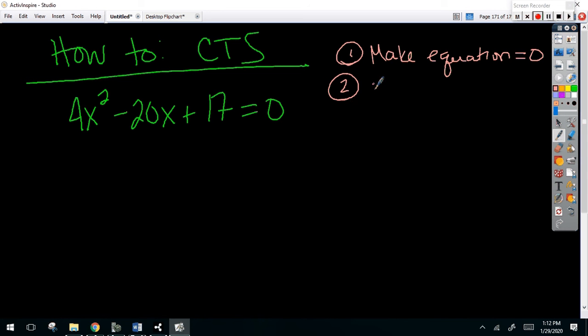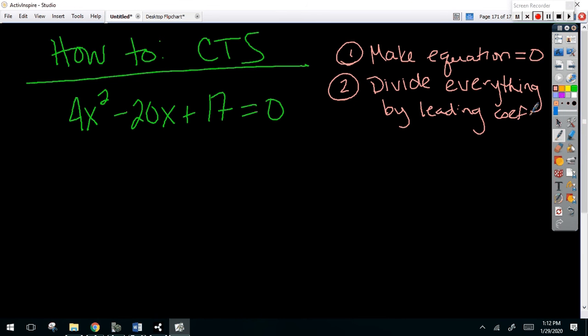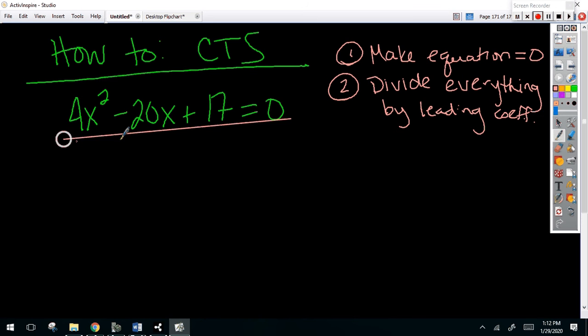we can't have that. So we have to divide everything by your leading coefficient. Okay, because we do not want a leading coefficient. We can't complete the square with it. So if you look at this equation, that means I have to divide everything by 4.